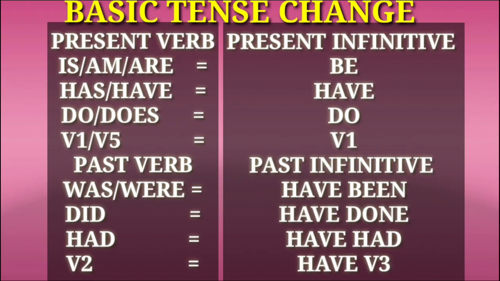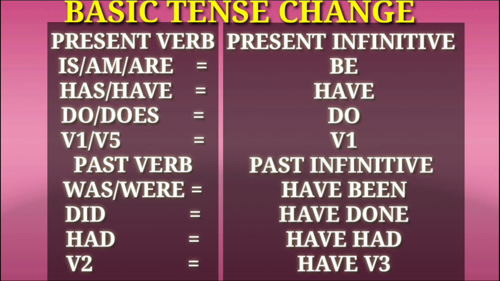Now the basic tense change in the question. Present verb into present infinitive. In case of is, am, are, you have to write be. In case of has, have, you have to write have. In case of do, does, you have to write do. In case of V1, V5, you have to write V1.